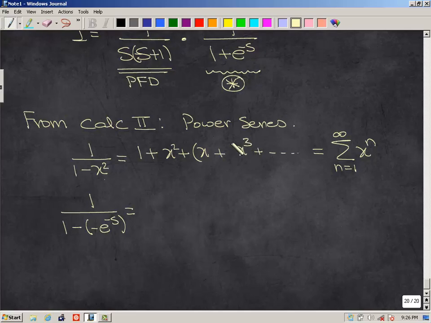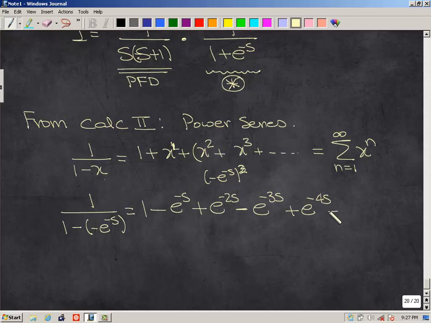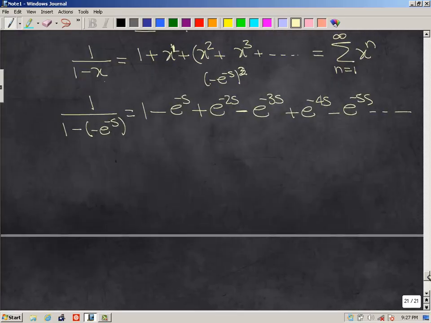Okay, we are changing x to negative e to the negative s. So wherever we see an x, we're going to change it to negative e to the negative s. So let's do that. We get 1 minus e to the negative s, plus, because you take negative e to the negative s and you square that, this negative will become positive, you get e to the negative 2s. If you cube it, this negative will become a negative, you get e to the negative 3s, plus e to the negative 4s, minus e to the negative 5s, and so on. You can write it in a summation form more compactly, I really don't want to do that.